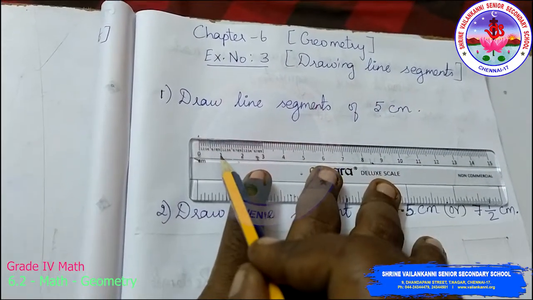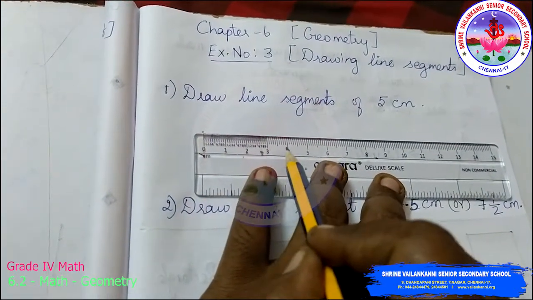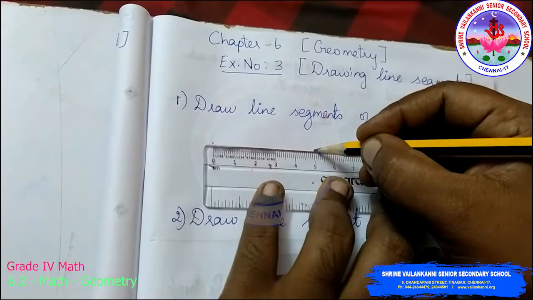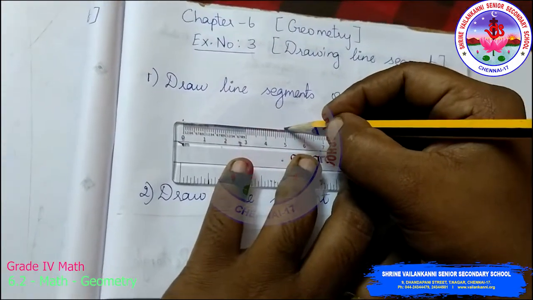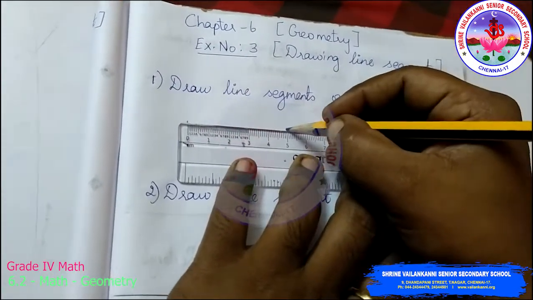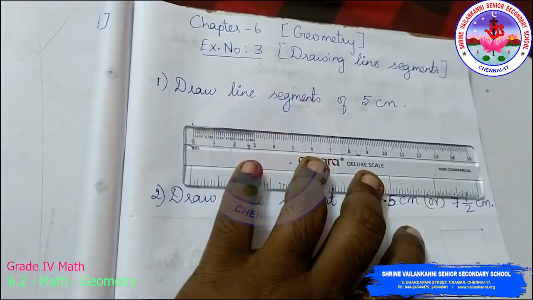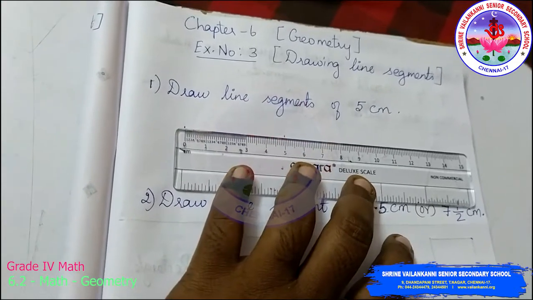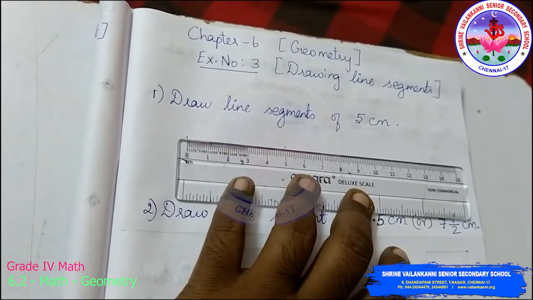So after 0 comes 1, 2, 3, 4 and 5. Straight to the 5 you have a long line. With that you have to keep a dot. Your dot should be very small. Your dot should not touch the line before or after.